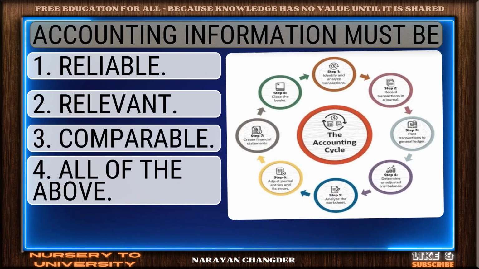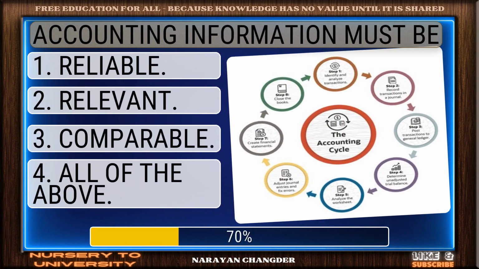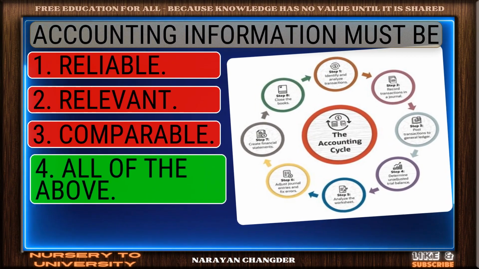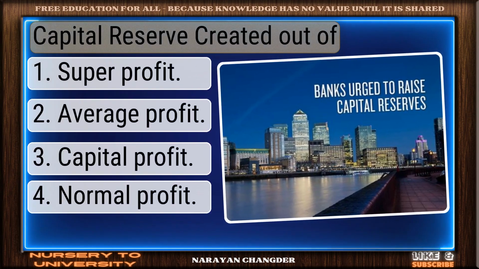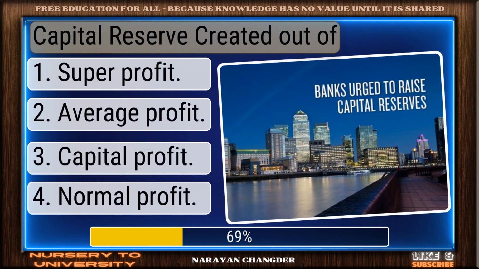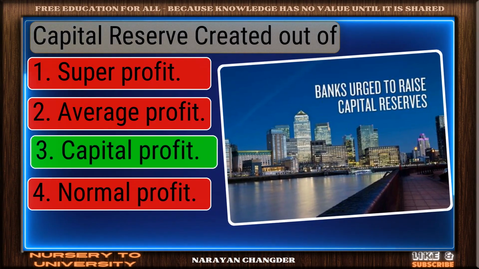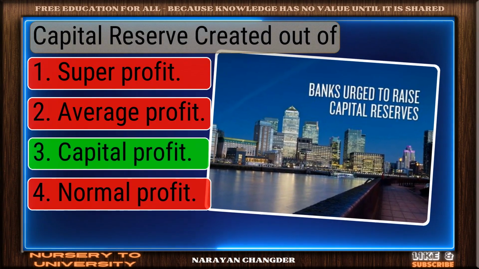Accounting information must be. Valid point. All of the above is true. Capital reserve created out of. Sharp thinking. Capital profit is the right choice.